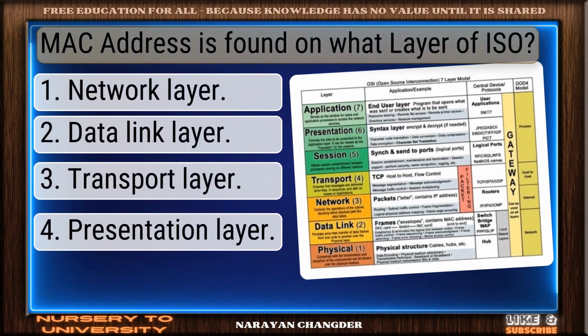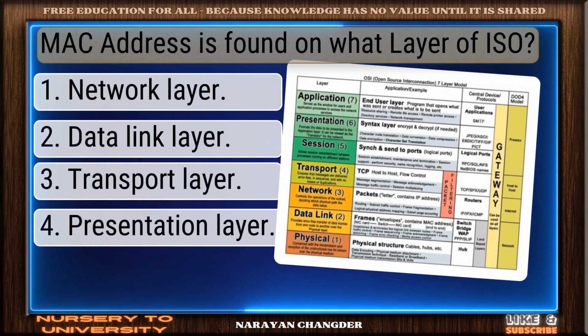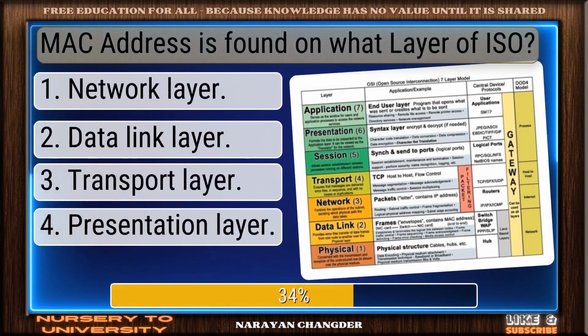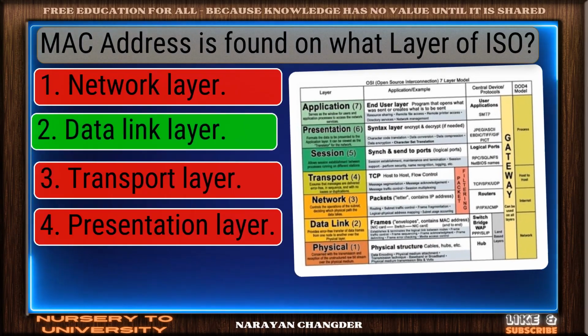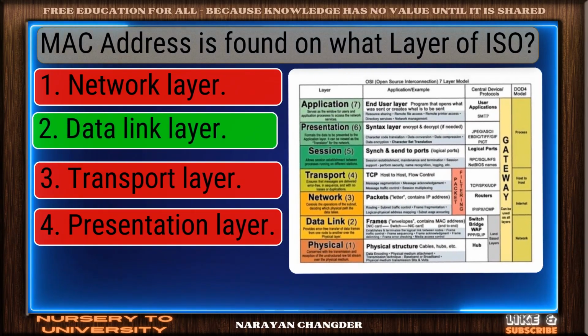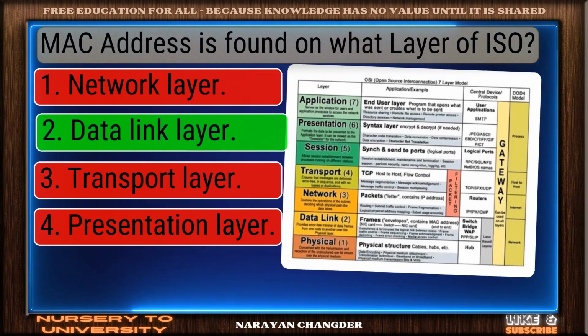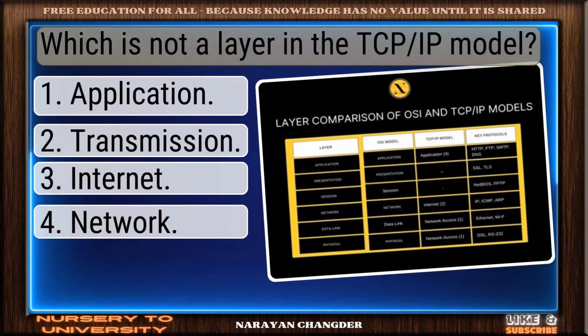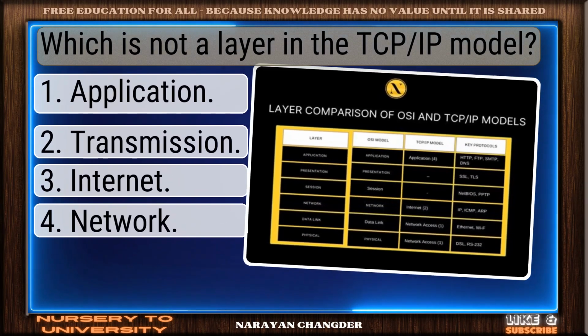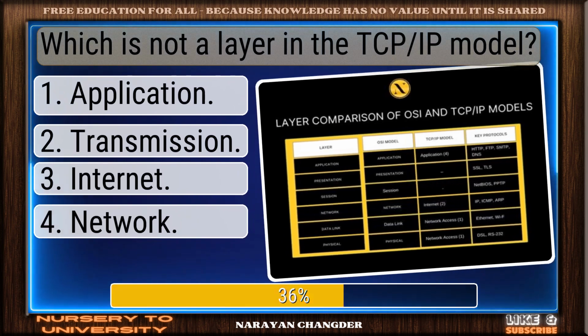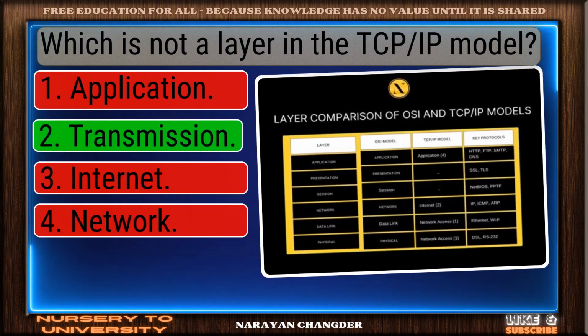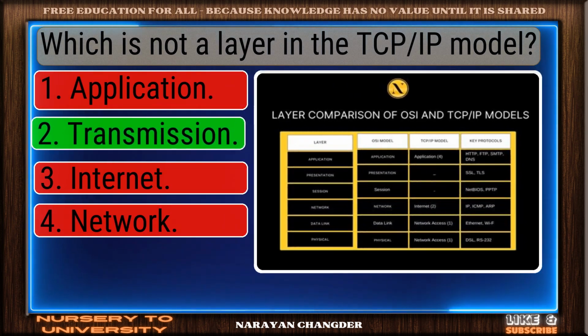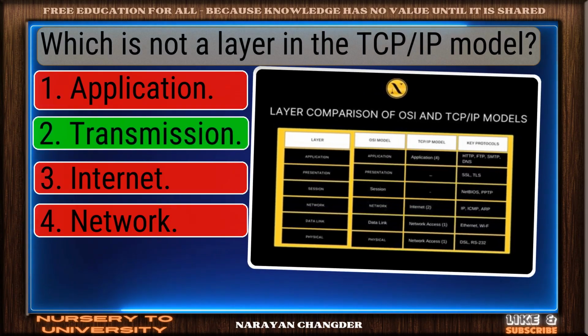Question number 48. MAC address is found on what layer of OSI? Excellent choice. Data link layer is the right answer. Question number 49. Which is not a layer in the TCP/IP model? You chose transmission, and it is correct.